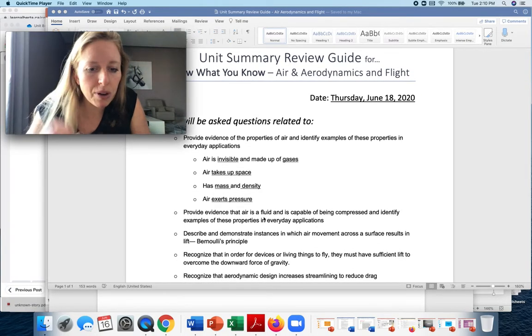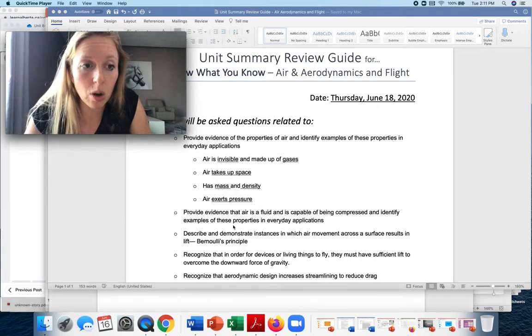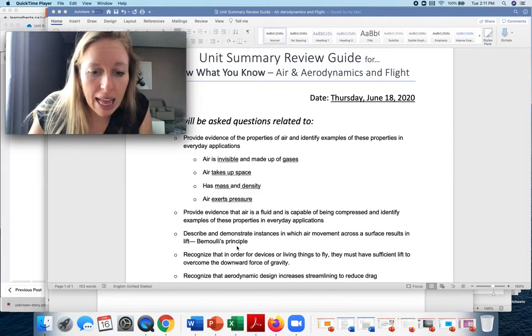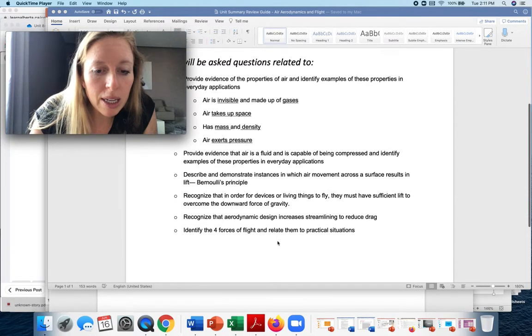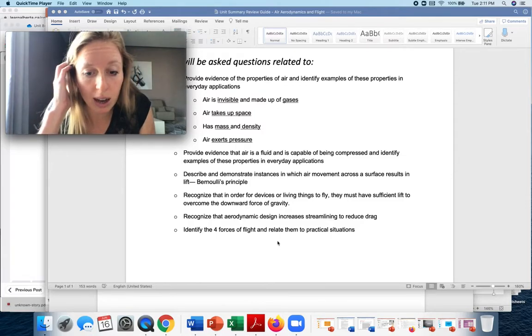The next one is provide evidence that air is a fluid and is capable of being compressed, and identify examples of these properties in everyday application. So compression of air, basically knowing about the molecules. And then the next one is describe and demonstrate instances in which air movement across surfaces results in lift, which is Bernoulli's principle. That was an important one. The next one is recognize that in order for devices or living things to fly, they must have sufficient lift to overcome the downward force of gravity.